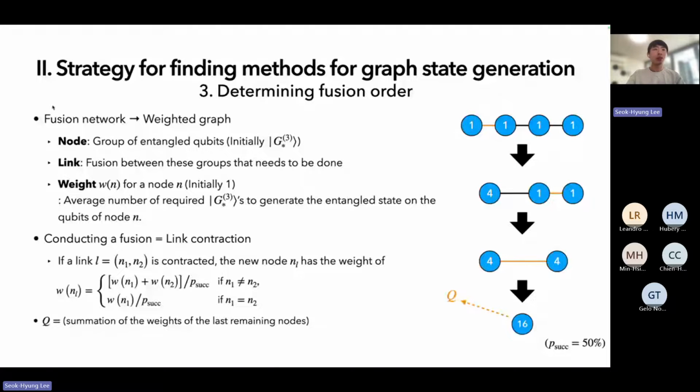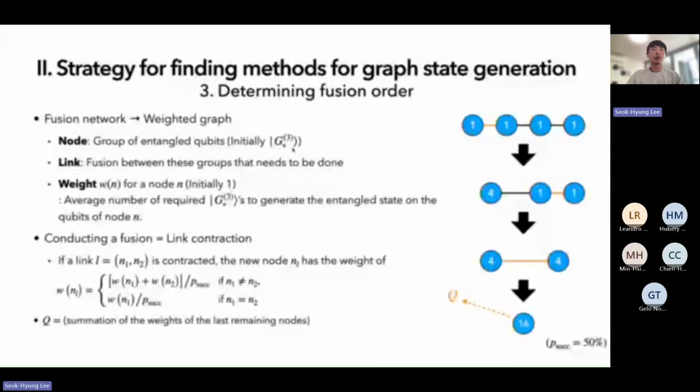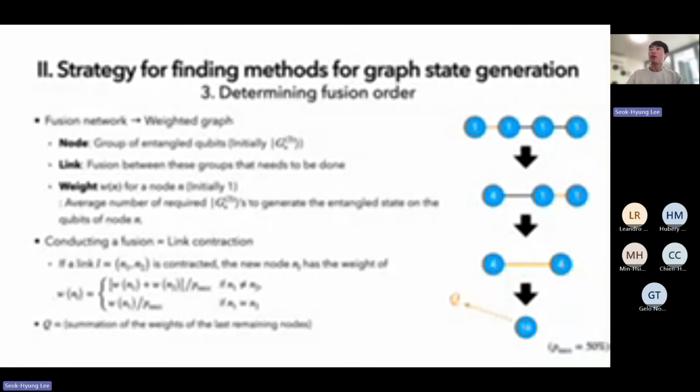we regard the fusion network as a weighted graph of multiple nodes, and each node corresponds to a group of entangled qubits, and of course, it is initially just the 3 Bayesian resource state, and each link corresponds to a fusion between these groups that need to be done. And we assign a weight on each node, which is initialized to +1, and it means the average number of required resource states to generate the entangled state on the qubits of the node. So, for example, if we consider this fusion network, then each node of this network has the weight of +1 initially.